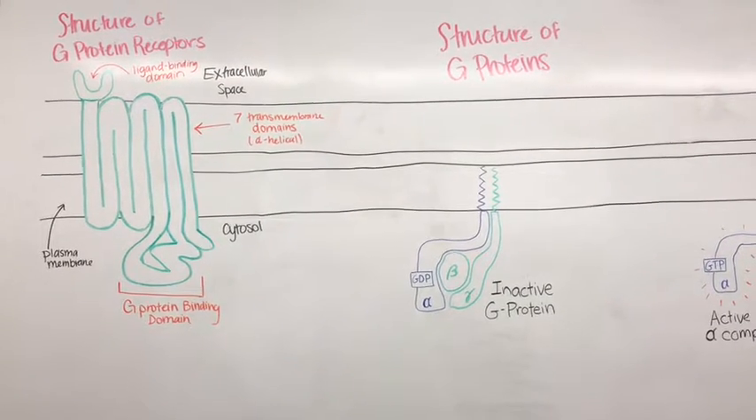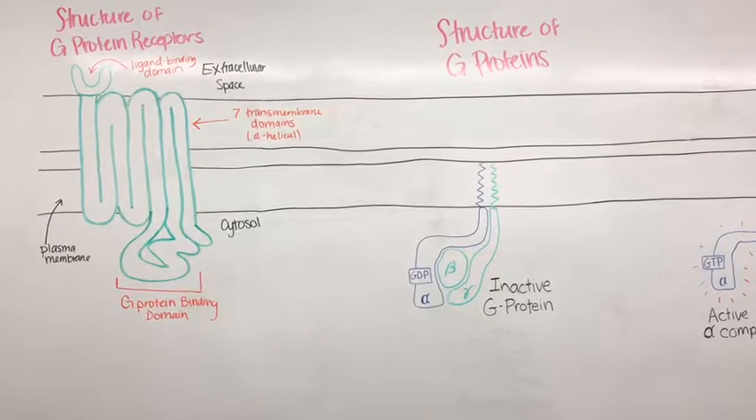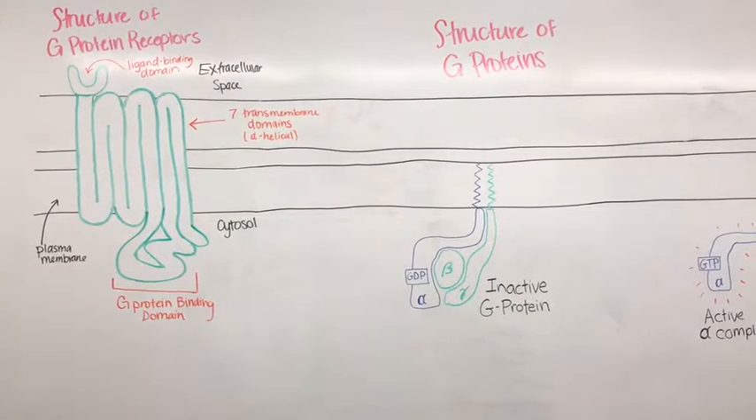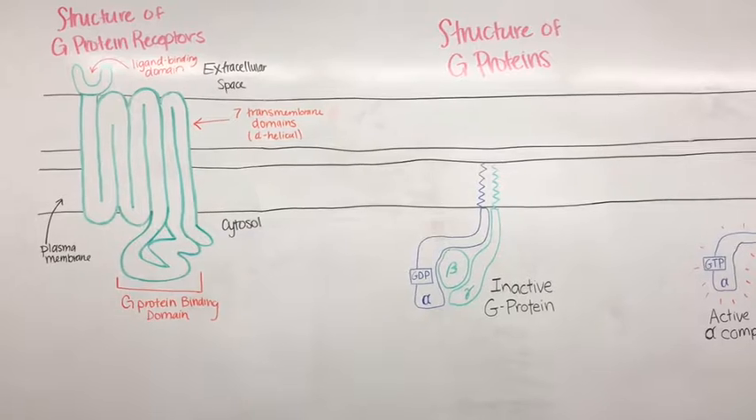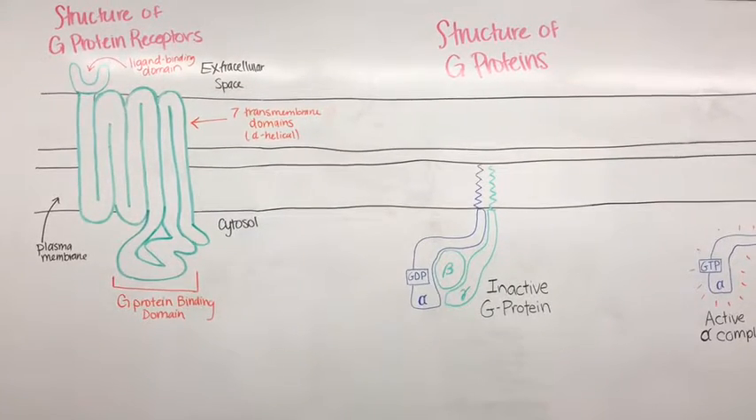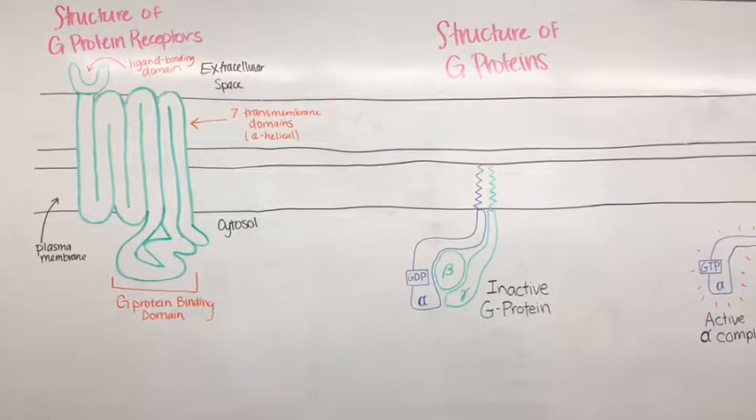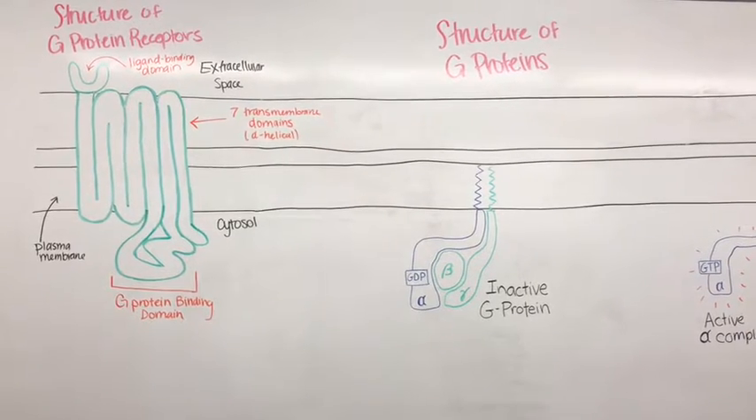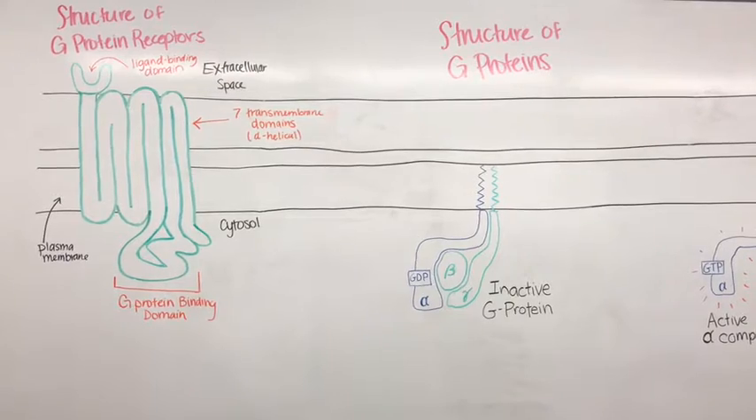A G protein has 3 subunits. The alpha complex is where GTP and GDP bind. The beta and gamma complexes are strongly associated with each other. Both the alpha and gamma complexes are tethered to the membrane by lipid tails. When GDP is bound, all 3 subunits stay closely associated.